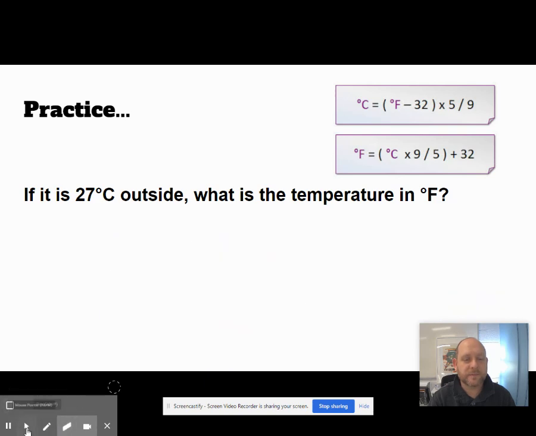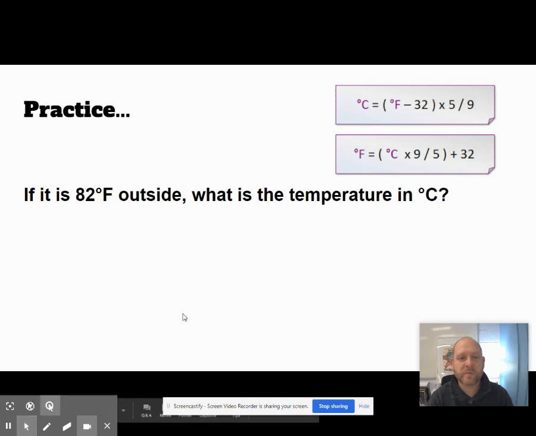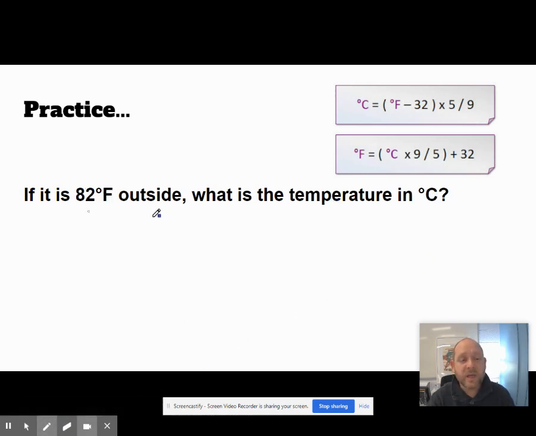All right. Let's move on to the next one. Let's try one more together before we head on into some independent practice and guided practice. So 82 degrees outside in Fahrenheit. Now we're going to switch to the Celsius temperature. So what we are looking for is Celsius. It's going to end up being this one.